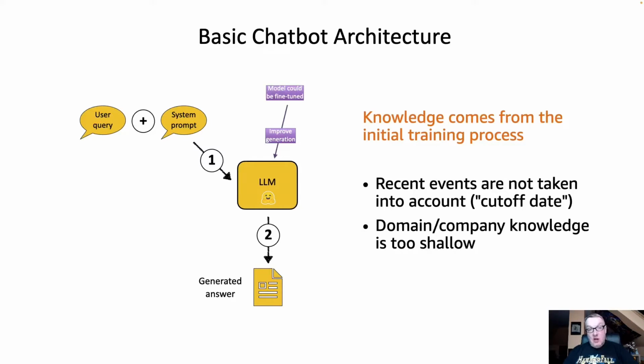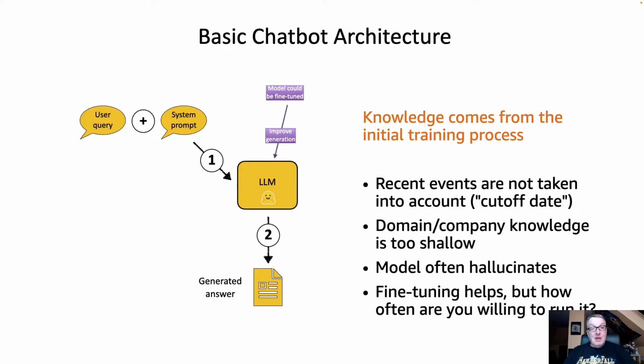Domain and company knowledge could be too shallow because obviously the LLM wasn't trained on your internal company data. So there could be a problem there. Maybe if you ask deep domain questions, you're going to get shallow answers. And if you take the model out of domain, if you ask deep domain questions and the LLM never really saw that kind of data during the training process, it's likely that the model will hallucinate.